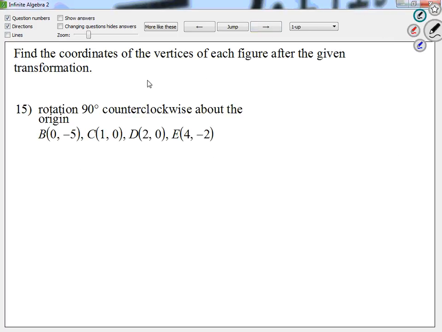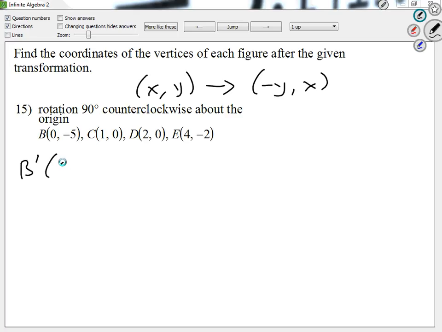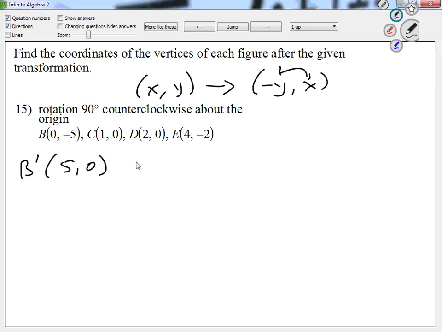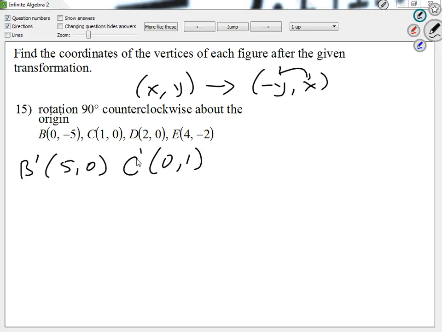Rotation 90 degrees clockwise. According to our rule, X, Y, 90 degrees counterclockwise, we get negative Y, positive X. So I'm going to say that B prime is going to become 5, 0. Because notice how X, Y became Y, X, they got swapped. But also the value that was Y, I switched the sign. For C prime, I'm going to get 0, 1. Right? There's no such thing as negative 0.